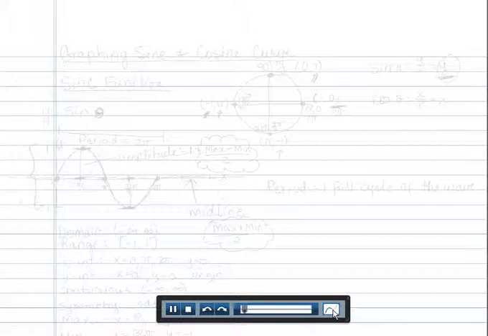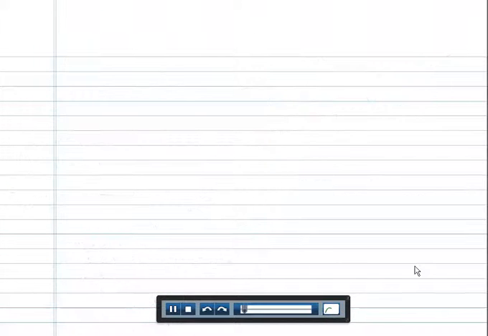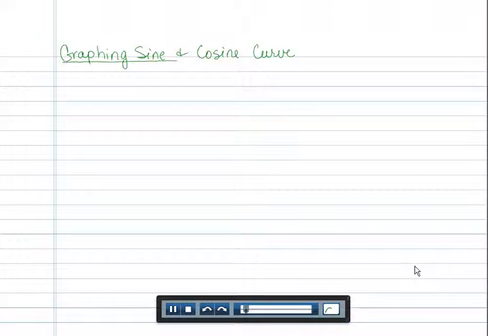Hello. On this pencast, I'm going to talk about graphing the sine and the cosine curve. Let's start with the sine function.